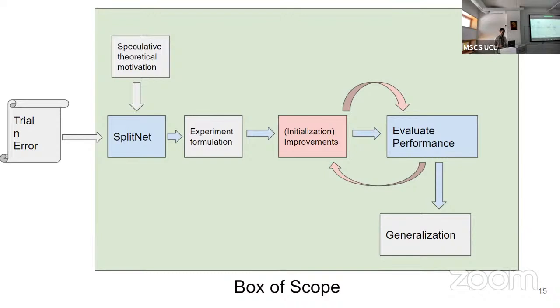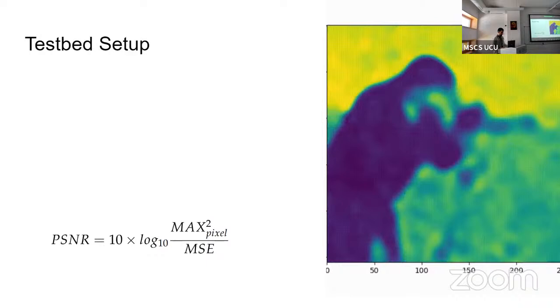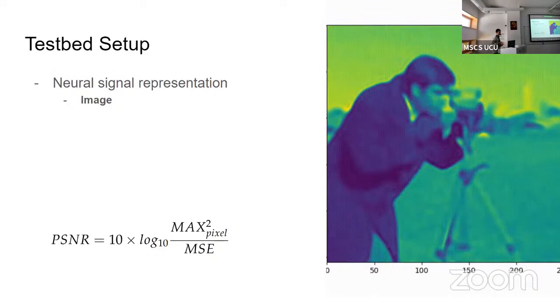And actually, I will start not with the SplitNet but with SIREN, because this is the previous work the SplitNet is built on. It turns out that the steps in this pipeline were much easier to go through with a simpler architecture and then generalize to other activation functions in the test. So, here goes the test setup. The primary task is neural signal representation, primarily images, because they are easier to experiment with and faster to train. And the generalization was tested on audio and video signals.